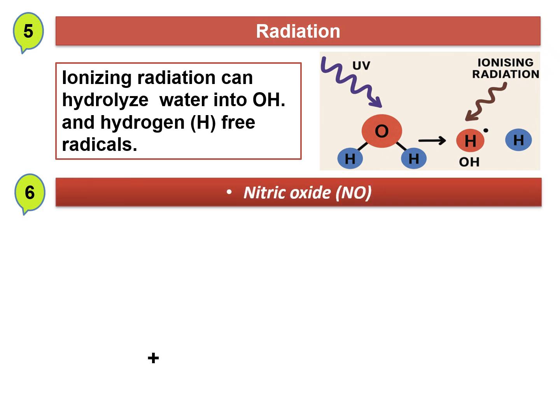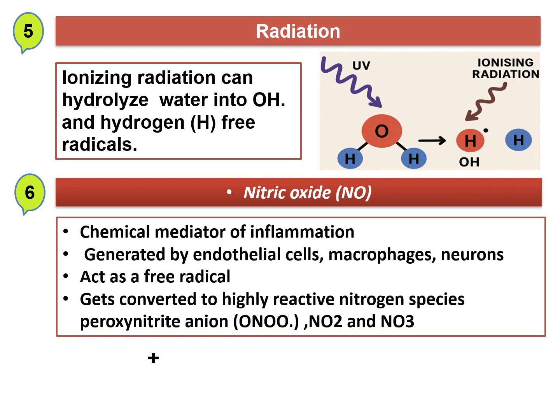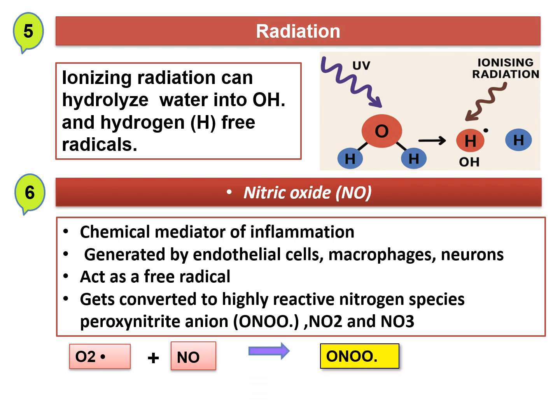And the sixth mechanism is from nitric oxide. What is nitric oxide? It is a chemical mediator of inflammation. It is generated by the endothelial cells, macrophages and neurons. It also acts as a free radical and it gets converted into highly reactive nitrogen species like peroxynitrite anion, NO2, that is nitrogen dioxide, and nitrogen trioxide. How is it formed? From the superoxide anion, when this combines with nitric oxide, it gets converted into peroxynitrite anion in the presence of nitric oxide synthase.